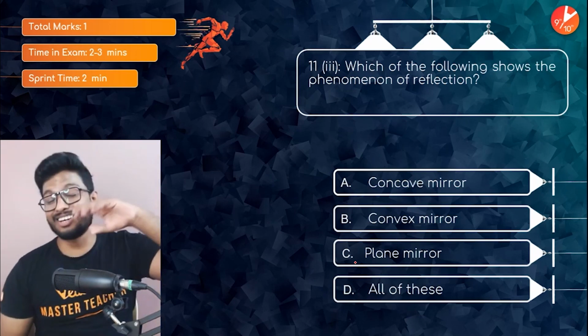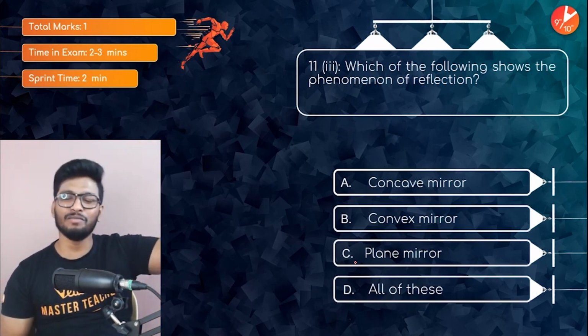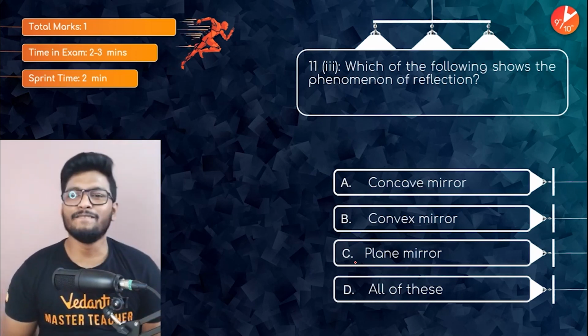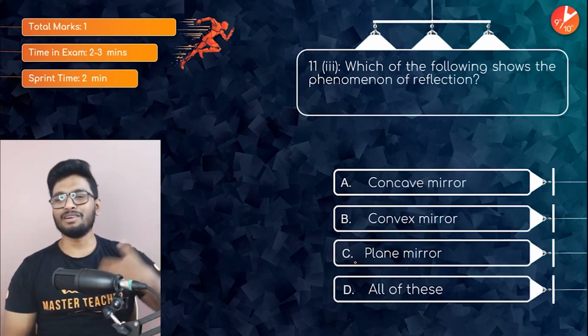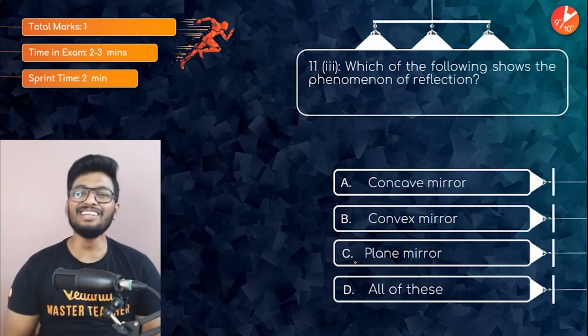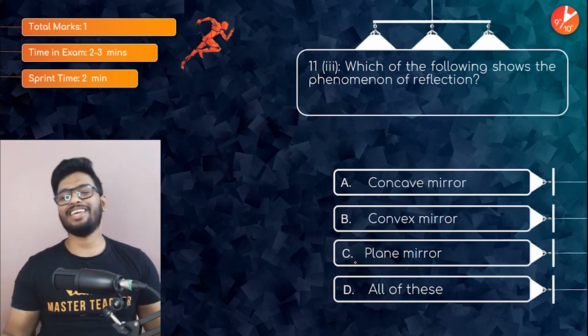All right. Another question, 2 to 3 minutes. The 2 minute sprint, trust me, doesn't take more than 30 seconds. The question is this: which of the following shows the phenomenon of reflection? Concave mirror, convex mirror, plane mirror, or all of the above? Like I told you, that's all. This is the kind of questions, people. How easy is that? All right.